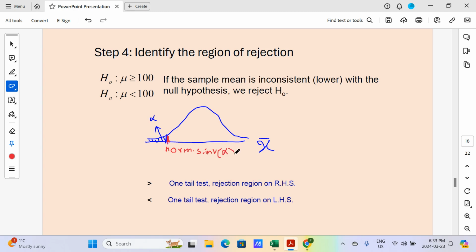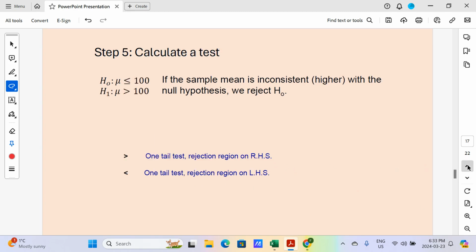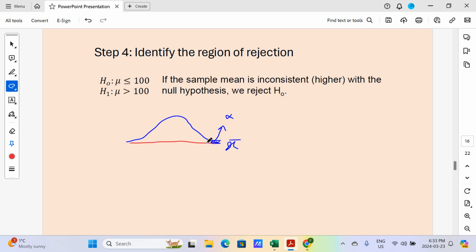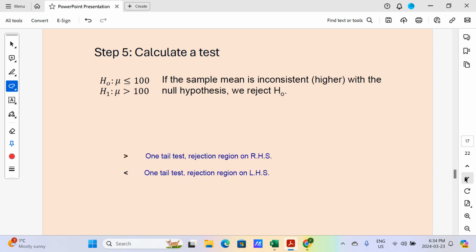Okay, what about this one? I need this cutoff point in solving the question. This cutoff point can be found by NORM.S.INV in Excel. But this function just accepts the area on the left side. When the area on the right side is alpha, the area on the left side would be 1 minus alpha because the total area under the curve is 1. Okay, that's the cutoff point. We need to clearly identify the tail, the rejection region, so we need to find the cutoff point.